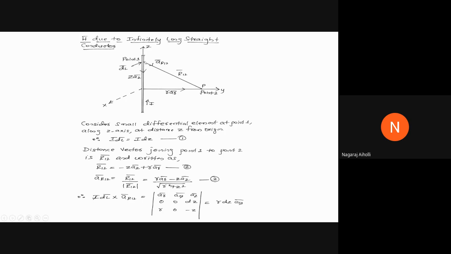Consider the conductor along the Z axis, which is infinitely long, ranging from minus infinity to plus infinity. And this infinitely long conductor is at a distance of small r from the point P. We are considering the point P at which we are finding the magnetic field intensity. This point P is at a distance of small r from this infinitely long straight conductor.